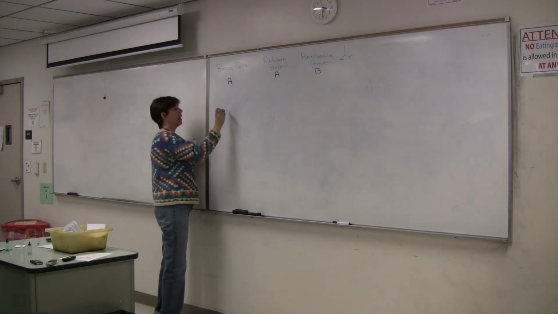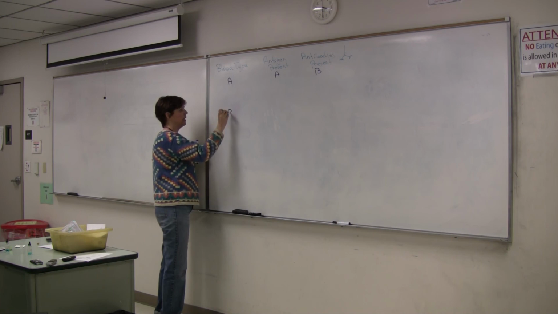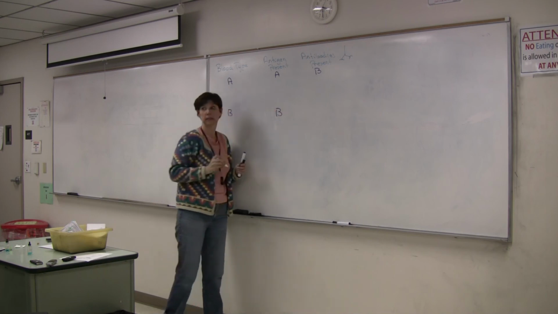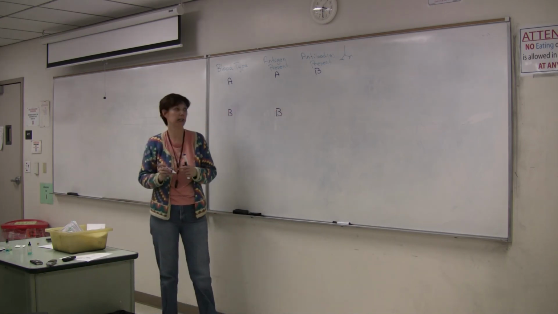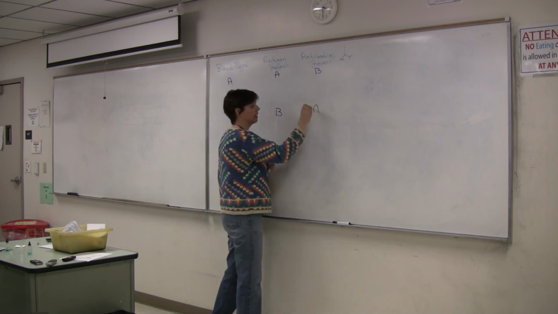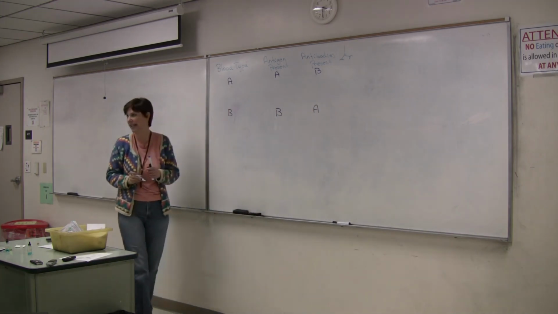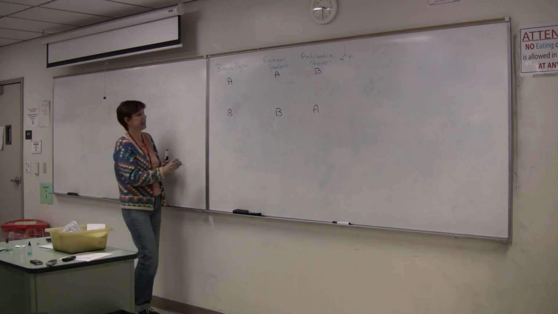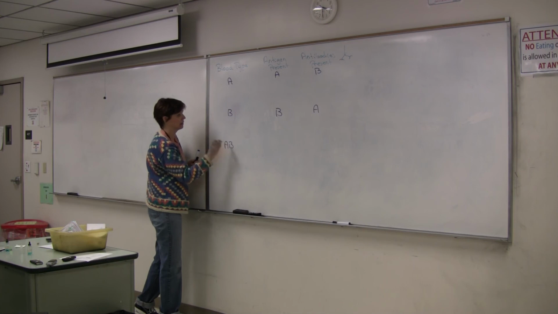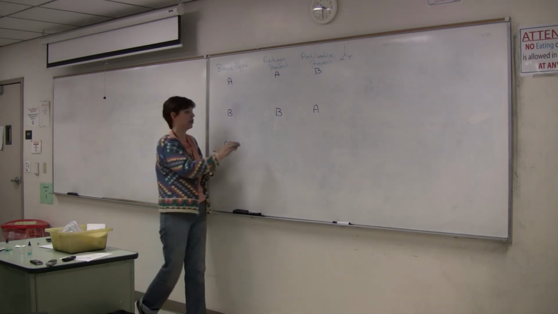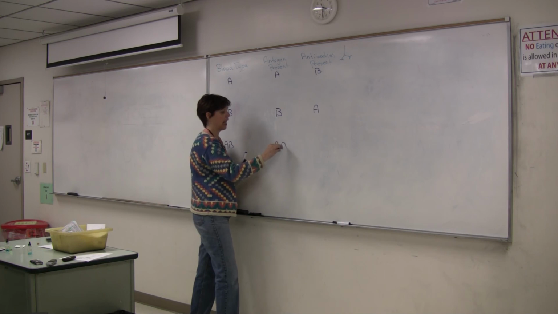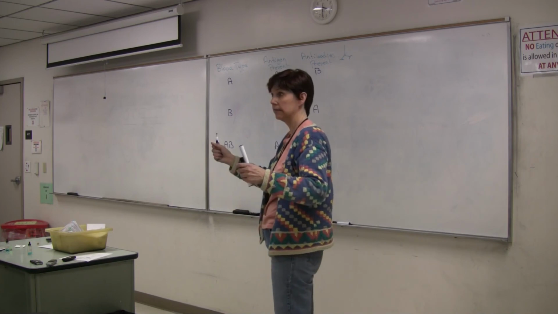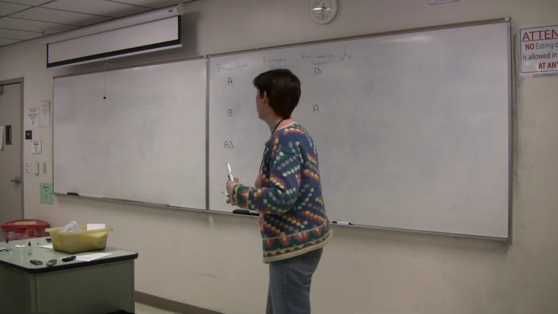Okay? Now, if you have the blood type B, that's because you would have antigen B on your blood cells, and therefore you would have the antibodies A roaming around in your plasma. Can you see a trend here? If your blood type is AB, you would have antigens A and antigens B. What antibodies would you have? None. Because if you did, you'd be agglutinating your own blood.